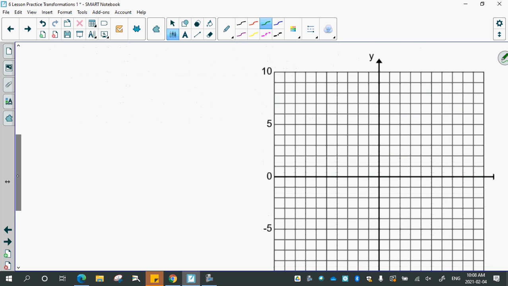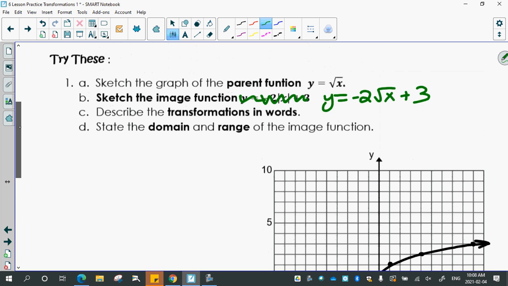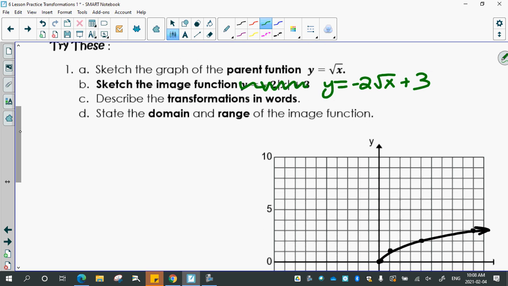Okay, so we'll draw our parent function first. Now, some people can look at this image and draw it. Okay, and if that's you, that's super great. You can do it. But I always like to do C before B. I always like to list off my transformations and then draw my graph based on my words. That's how I like to do it.